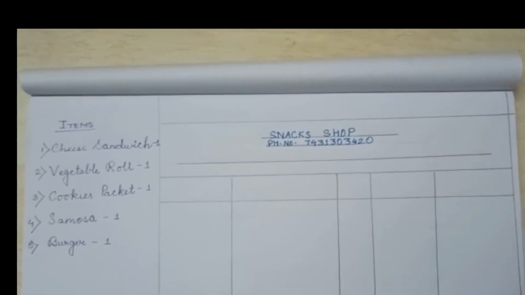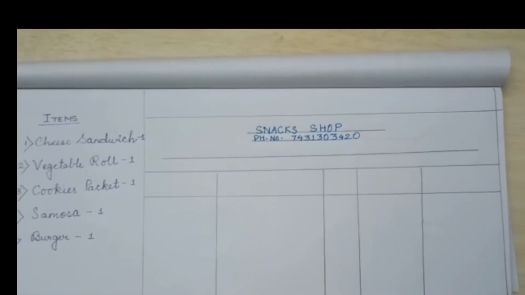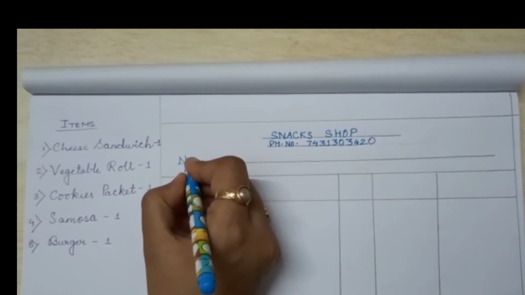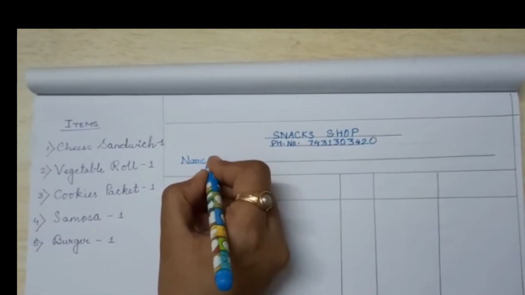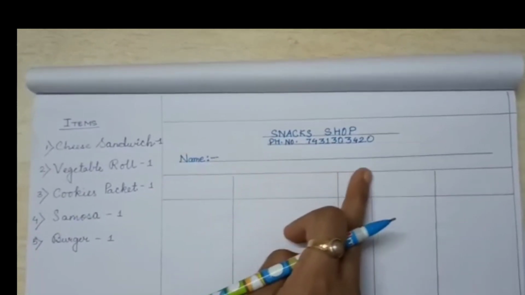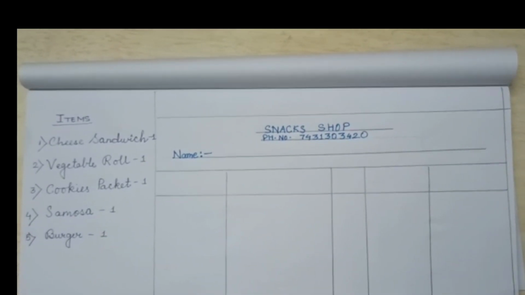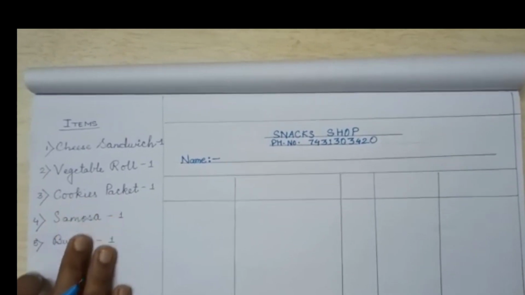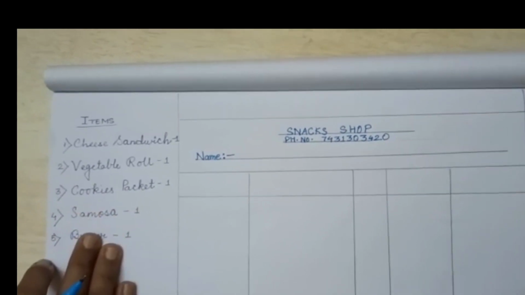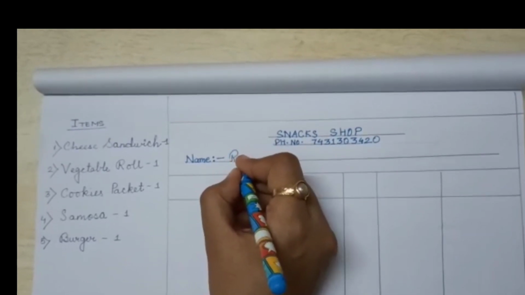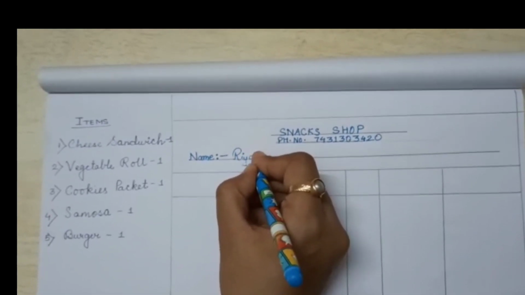Okay, after that you have to write down the name and leave the space. That means here you have to write the name of the customer who will be buying all these things. So you can write anyone's name. Suppose I am writing Riya Datta.